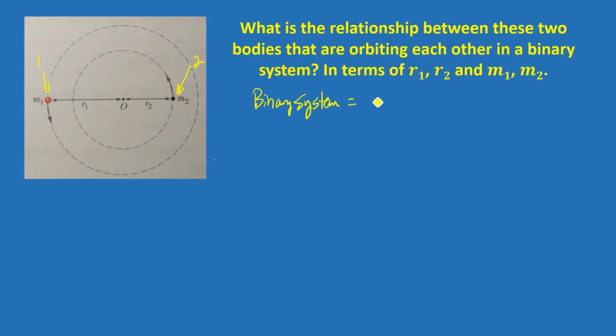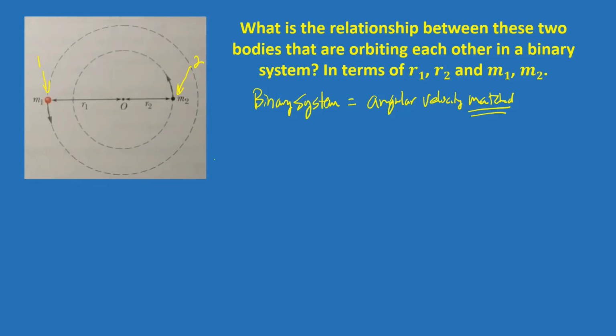Okay, and this is kind of the definition of a binary system, is that they have angular velocities that are matched, and so they rotate around each other at exactly the same angular velocity, and so they're in lockstep. Like I said, it's pretty neat. Okay, and so the question is, how are mass 1, mass 2, and radius 1 and radius 2 related to each other?